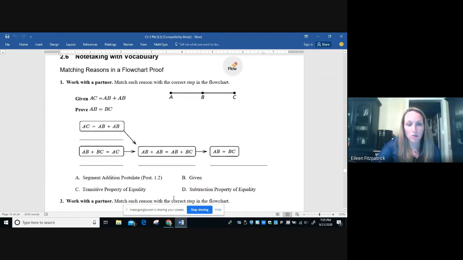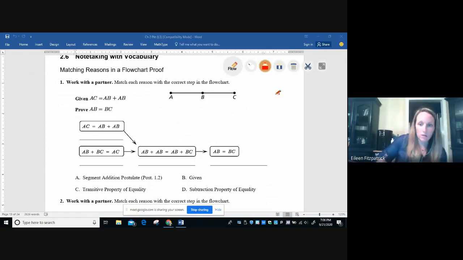Okay, so just like our other proofs, you have the given, and you're asked to prove something. And then you can see the statements are more in a flowchart instead of in our typical T-chart form, okay? So let me get my pen up. There we go. All right, so you're given the reasons down here. We just have to match them. Okay, so you have segment addition postulate, transitive property of equality, given, and subtraction property. So let's start looking for the given.